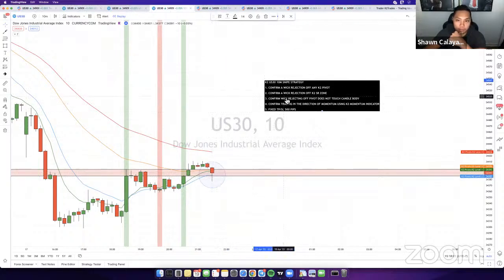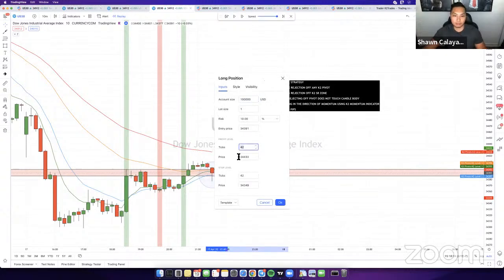Third requirement, you want to confirm the wick rejection off the pivot does not touch the candle body. So the pivot's down here, the body's up here, right? It's completely fine, doesn't touch the body. Lastly, you just want to confirm that you're trading in the direction of momentum. So you just want to look back to see where the most recent momentum signal is, which is right here. And from this point, you'll take a buy. So you have that set up right there. You enter a long position right here as soon as the candle closes. You ride it for 500 pips.